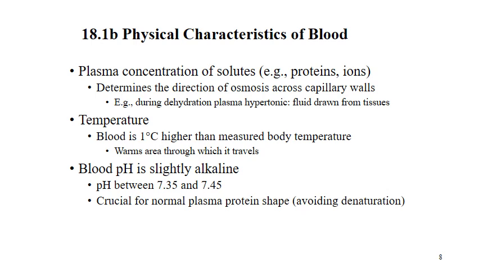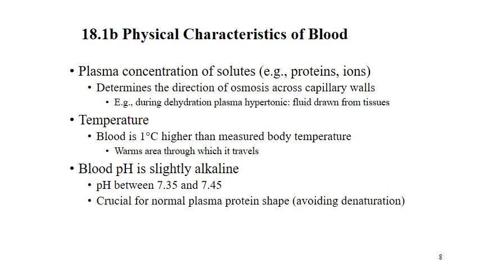So during dehydration, plasma is going to be hypertonic. So fluid is going to be drawn from the tissues because you're not going to have as much water within the capillaries versus within the tissues. And then, of course, our temperature. Our blood is actually about a Celsius higher than what we measure at 98.7 degrees Fahrenheit. And so warmer areas that it travels through, it's going to warm up those different areas that it travels through.